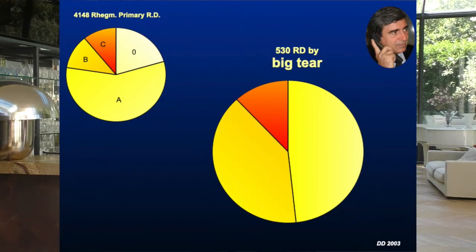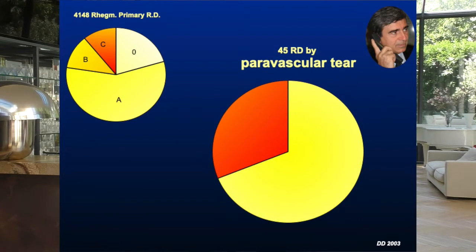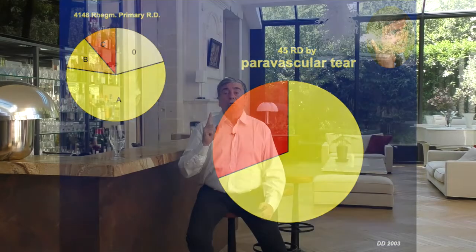When the detachment is due to a 1-quadrant large tear or a giant tear, the rate of stage B increases considerably. Finally, when the detachment is due to a paravascular tear in the posterior pole, the percentage of stage C is double that found in the event of a large tear or a giant tear.